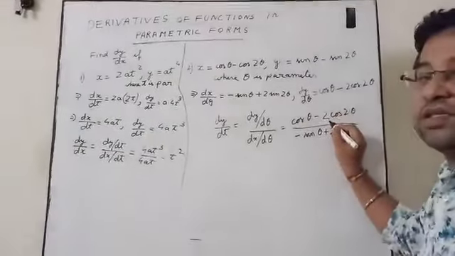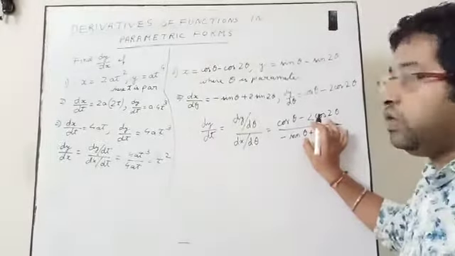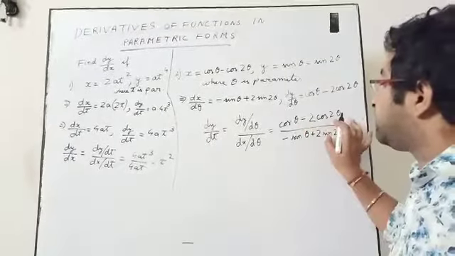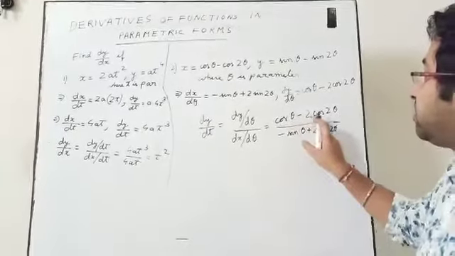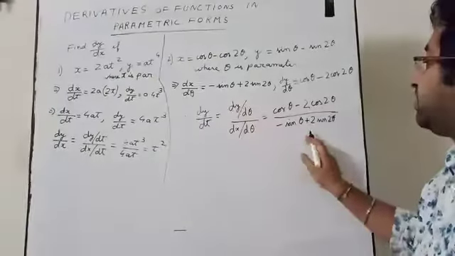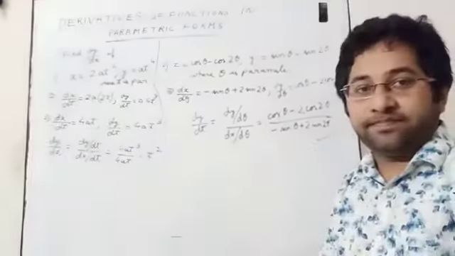Cos theta minus 2 cos theta. Directly you put the answer, because it is being given here as 2. So cos C minus cos D is not there; cos C minus 2 cos D is not there. It is directly cos theta minus 2 cos theta divided by minus sin theta plus 2. This is your answer. This will be your answer.